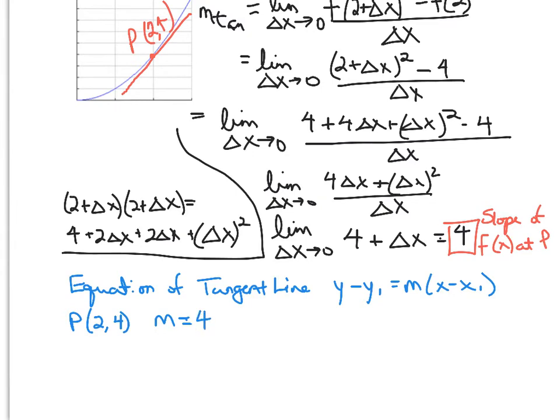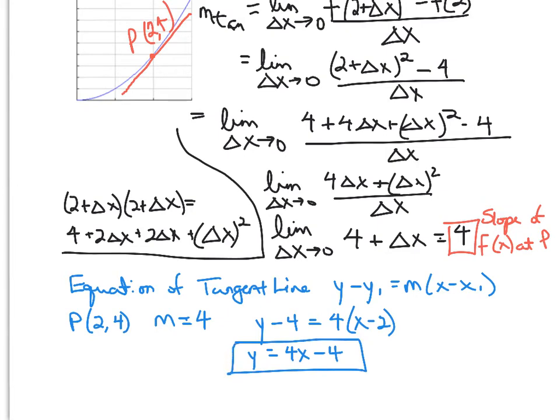So let's go ahead and make the equation of the tangent line. y minus the y-coordinate of the point is equal to the slope times x minus the x-coordinate. Now technically in calculus you're allowed to leave it in this point-slope form, but I always go the next step and find the simplified slope-intercept form. So that's going to give me 4x minus 8 plus 4, so my equation of my tangent line is y equals 4x minus 4.